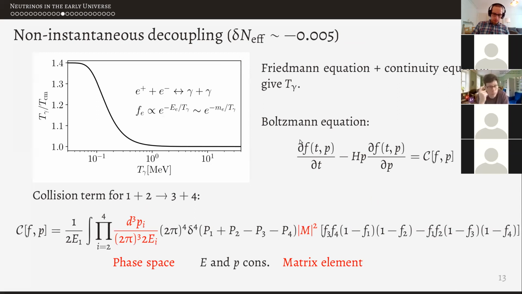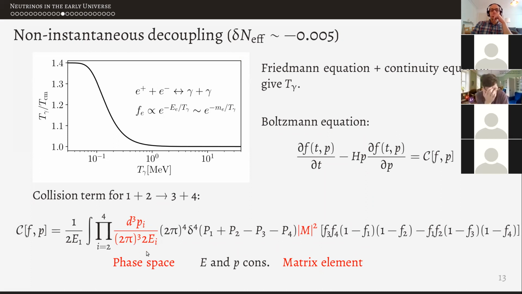And then one also has to follow the distribution function of the neutrinos accurately. This is done by solving a Boltzmann equation. So f is the distribution function for the neutrinos, and we of course need the time derivative. The second term here accounts for the expansion of the universe. And then on the right-hand side, we have a collision term. So if we take an example of two particles going to two particles, then the collision term has the form that you see down here.